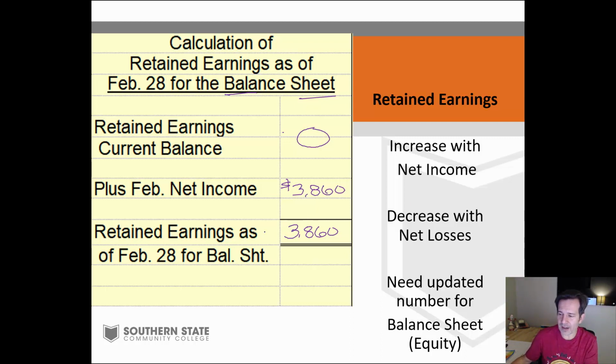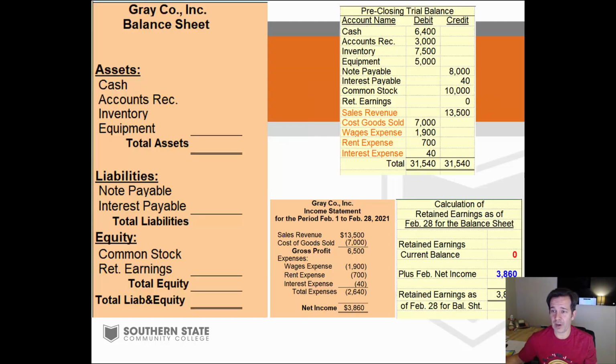We need that number right there so we can do the balance sheet, because that balance sheet has retained earnings on it. So here we go. Here's my balance sheet. We start right here. This is step one with that pre-closing trial balance. We got to do that and make sure we're in balance. We are. So now we can do step two, the income statement. We did that. Then we calculate retained earnings balance. We did that. Now, finally, step four, the final financial statement we're going to do, the balance sheet.